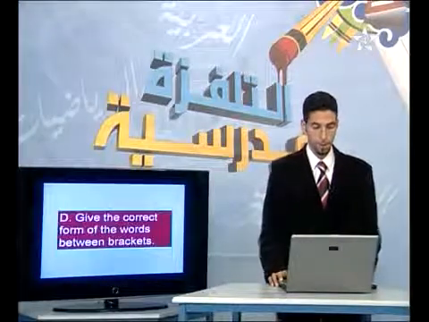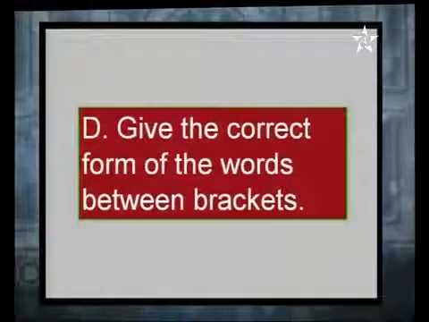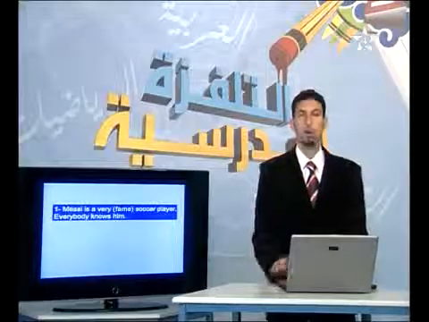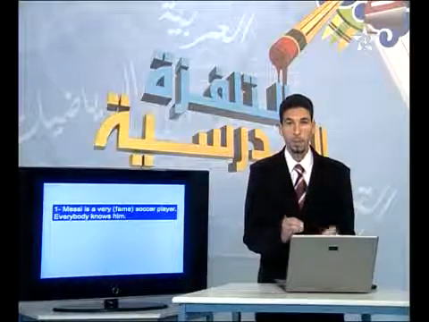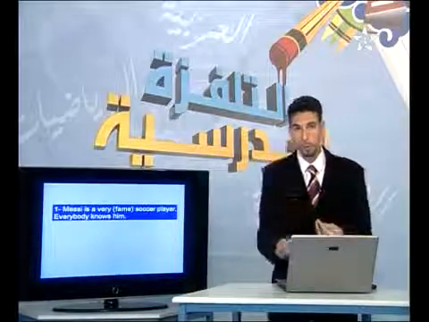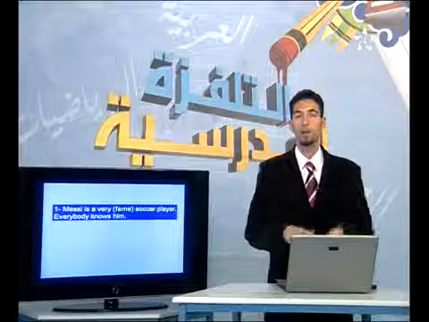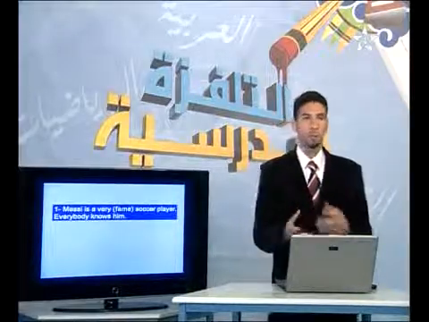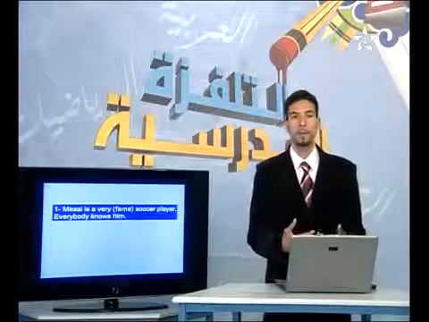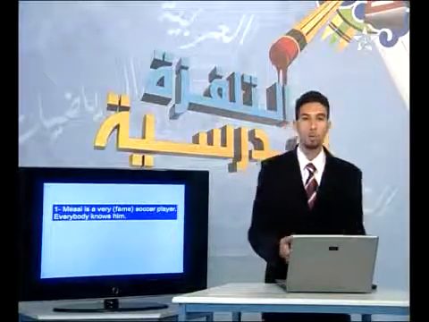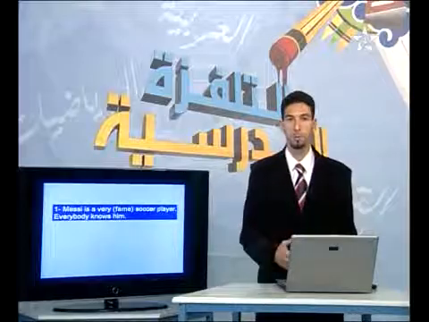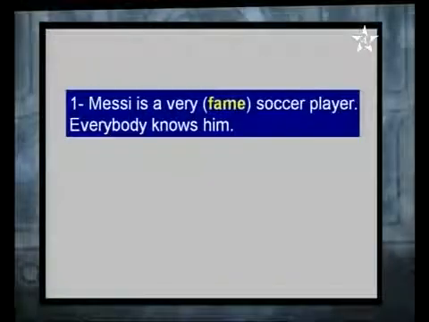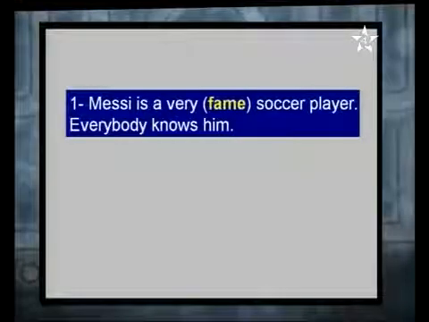D. Give the correct form of the words between brackets. In this rubric, we give you a word between brackets, which is not correct. We need a word derived from the same word. We don't ask you to give a totally different word, but the same word in a different category. Maybe an adjective out of a noun, or a verb out of an adjective or an adverb, etc. Right? Number 1. Messi is a very famous soccer player.